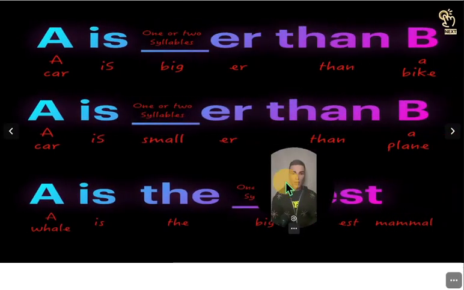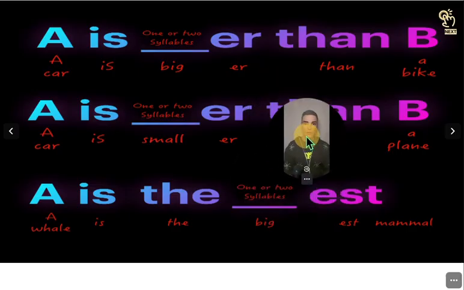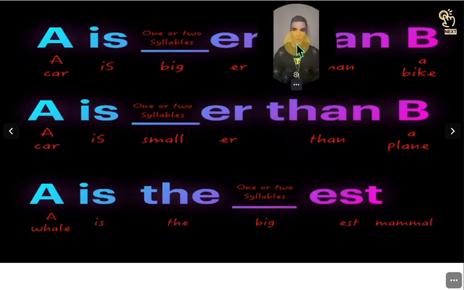Here are the patterns for this. A car is bigger than a bike. One or two syllables. The next one is a car is smaller than a plane. So a car is bigger than a bike, but a car is smaller than a plane. Or this third example, a whale is the biggest mammal.